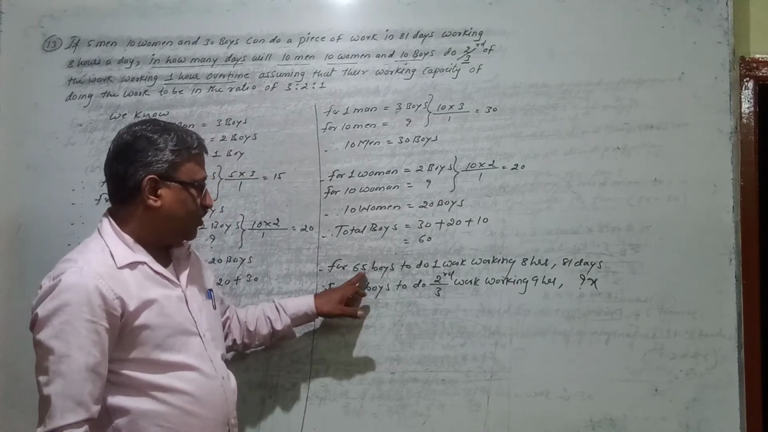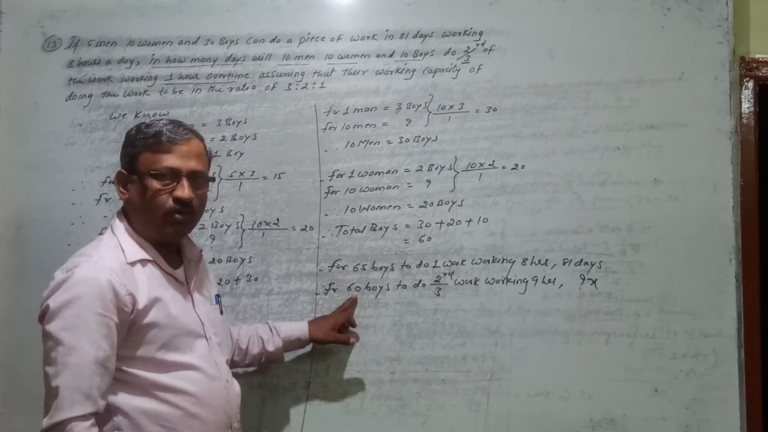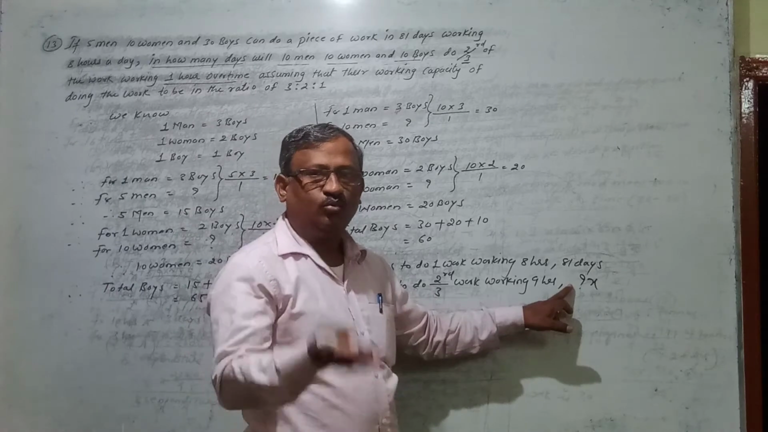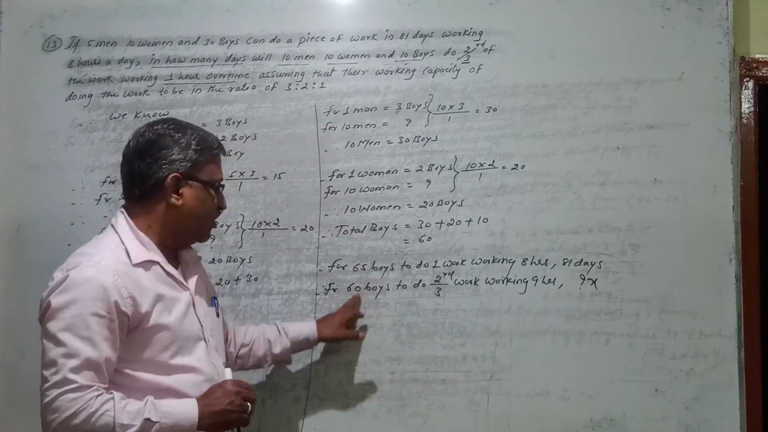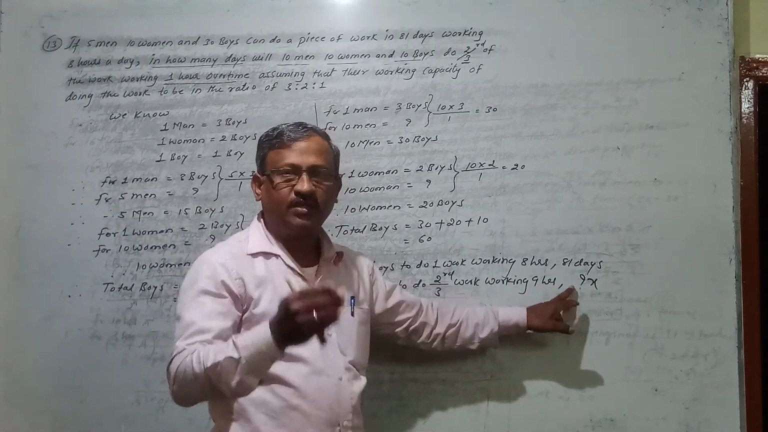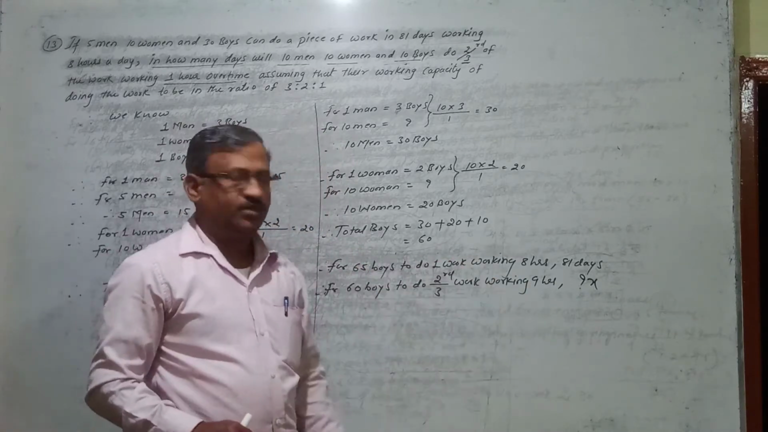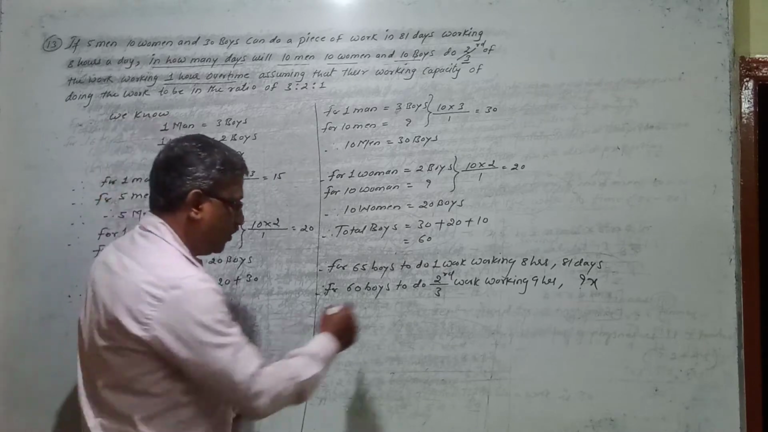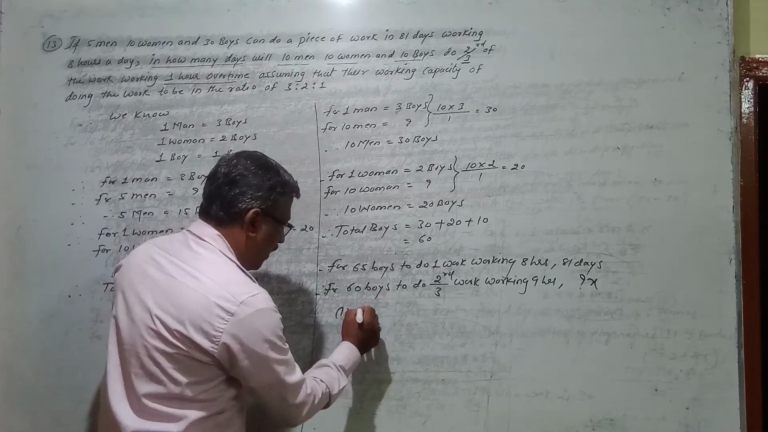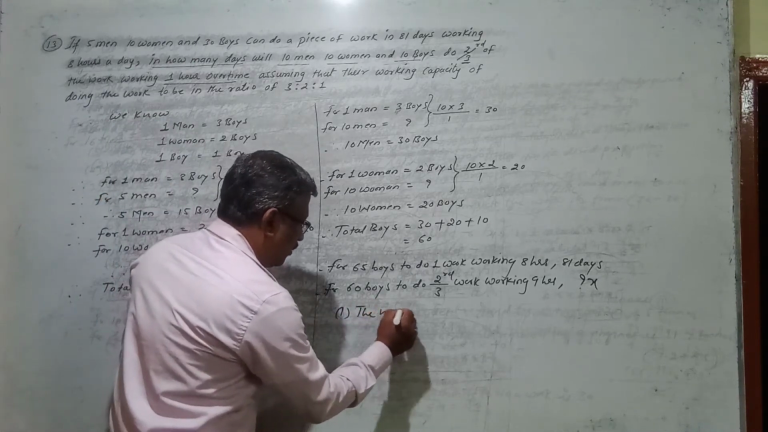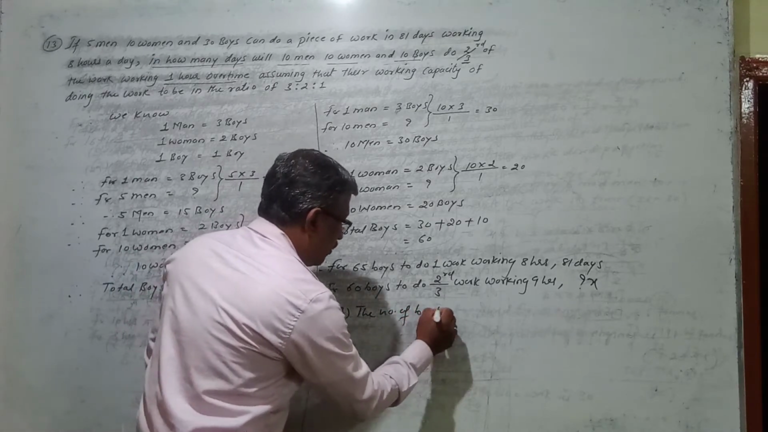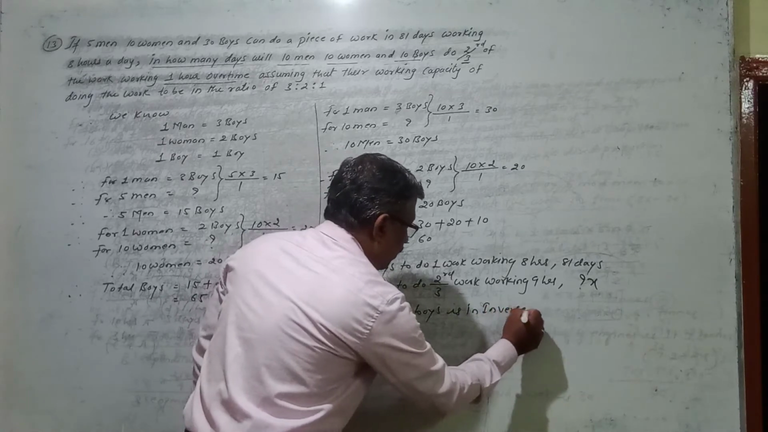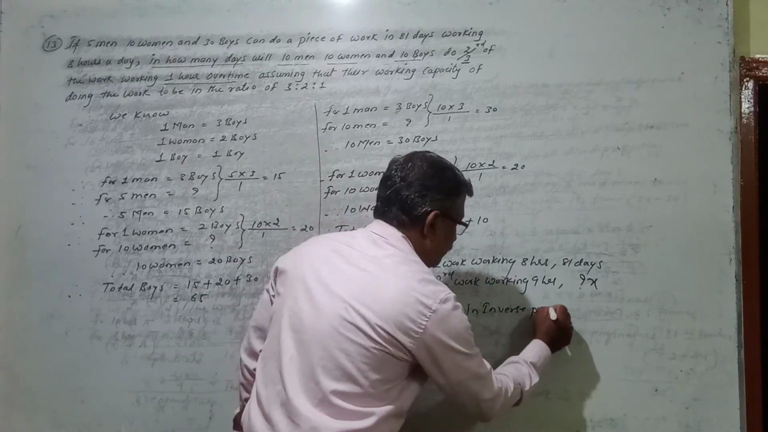As compared to 65 boys, 60 boys are less here. So as the number of boys to do the work decreases, the number of days required to do the work increases. One is decreasing, another one is increasing. That means the number of boys is said to be in inverse proportion. So below that you put number 1 and write: number of boys is in inverse proportion.